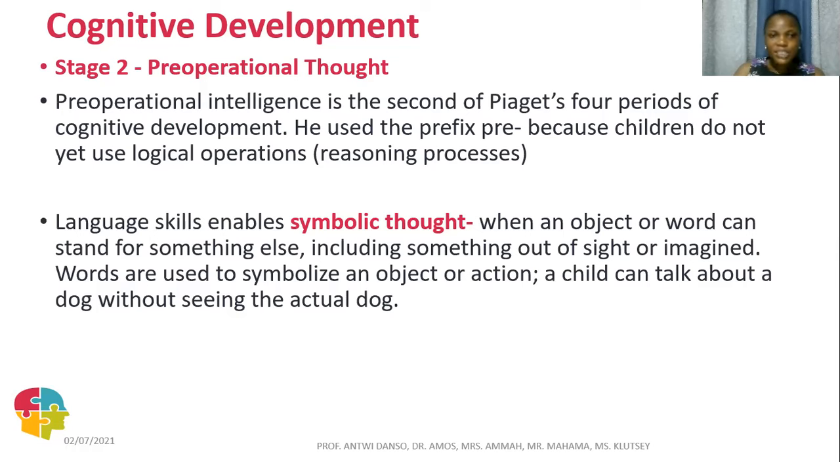Let's move to stage 2, which is the pre-operational stage. This is about age 2 to 7 years. And what happens?